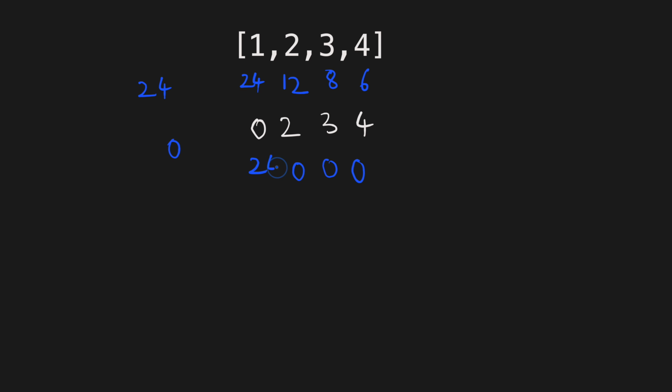equal to 24. And now suppose we have two zeros. For example, we have an array like 0, 0, 3, 4.